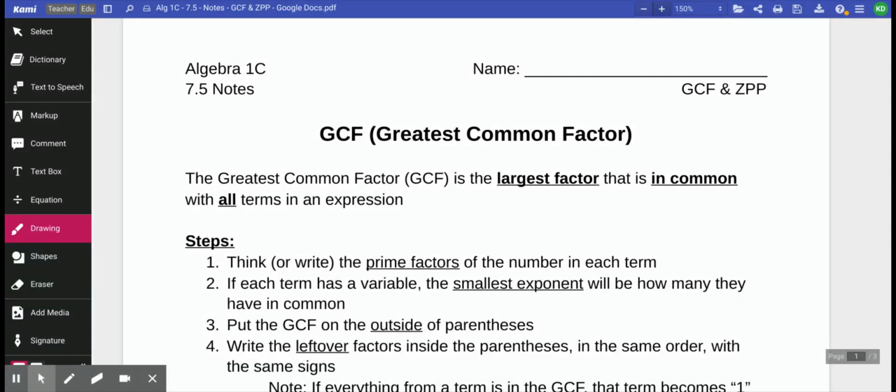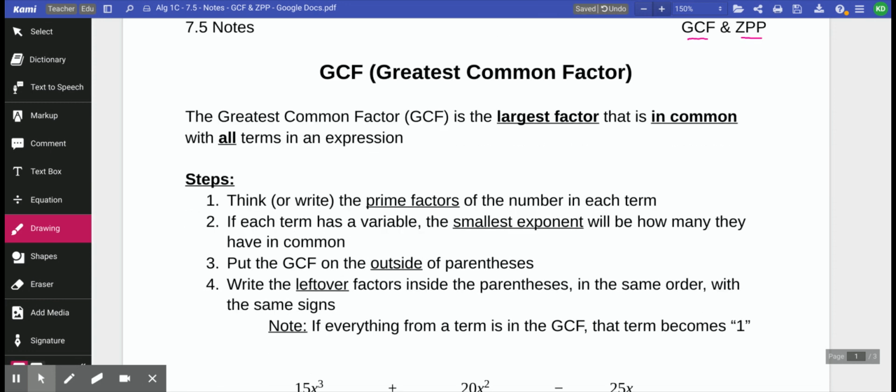Today we're going to be talking about greatest common factor as well as the zero product property, also known as GCF and ZPP. It's all about acronyms today. So the greatest common factor, this is probably something that you've heard before, but let's break down those words. Greatest is largest. Common means it's going to be in all of the terms of that expression. And the word factor means that it's multiplying.